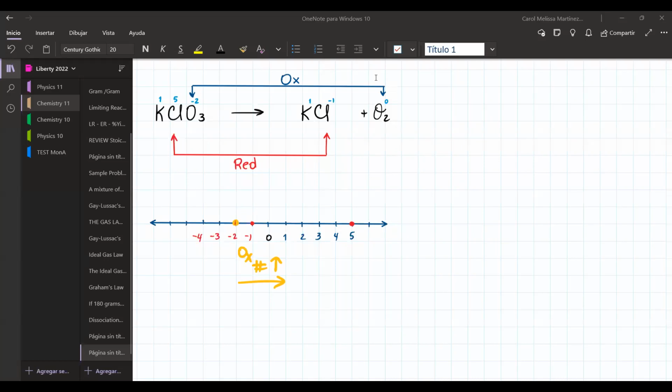Yes, in exercise number 4, we have 3 oxygens, right? And one oxygen is 0, and the other 2 of the products are -2. So in the reduction, which oxygen will be used for the reduction? Okay.